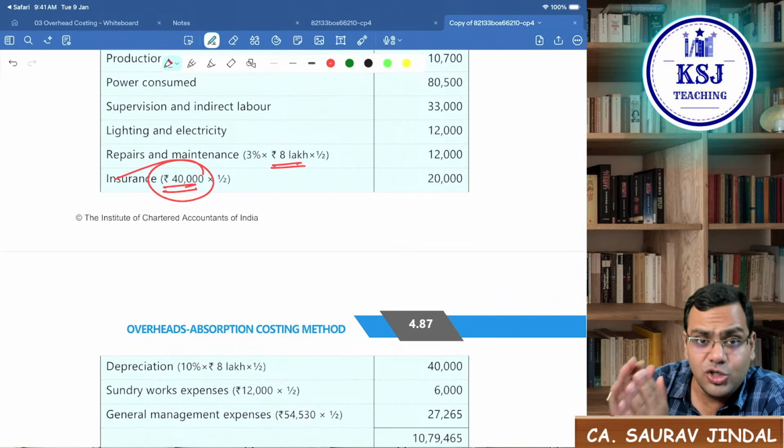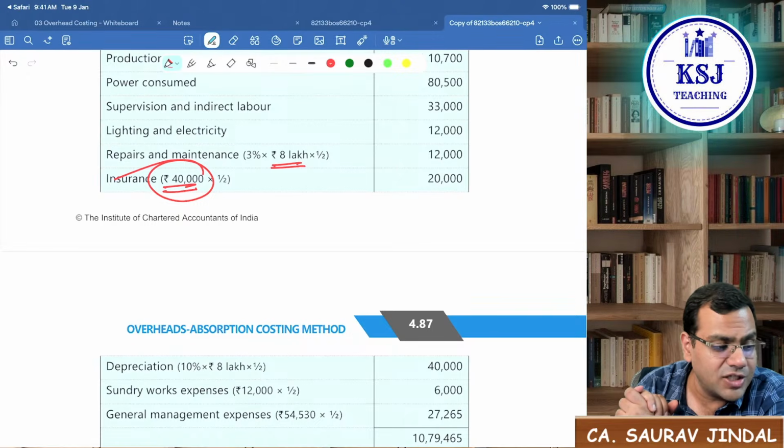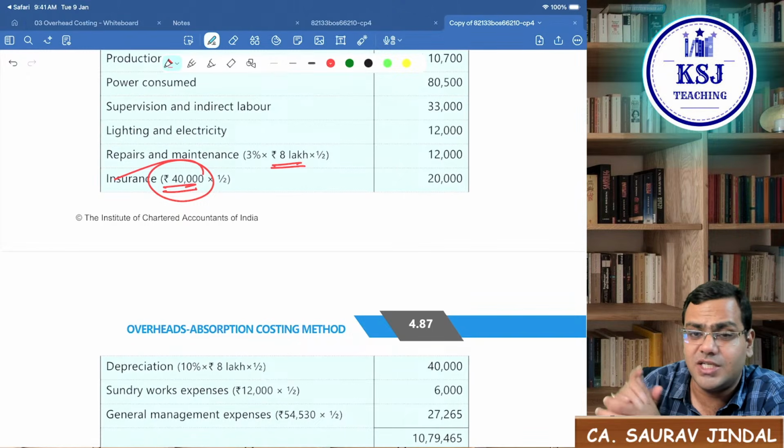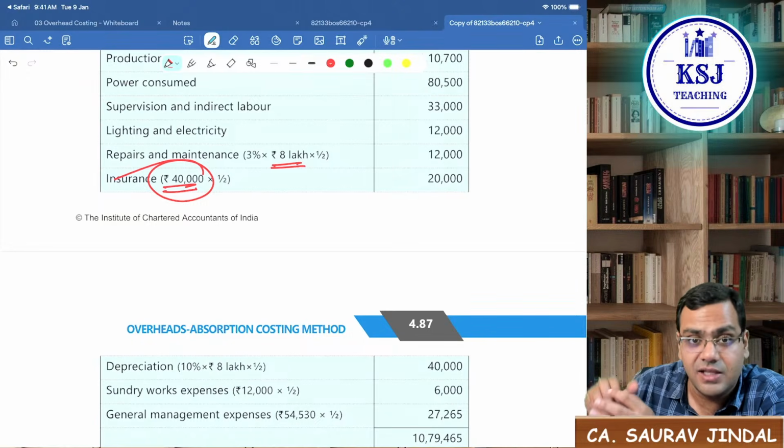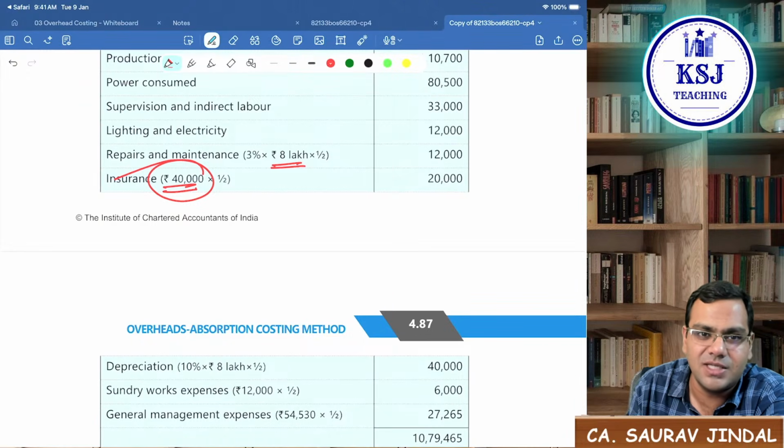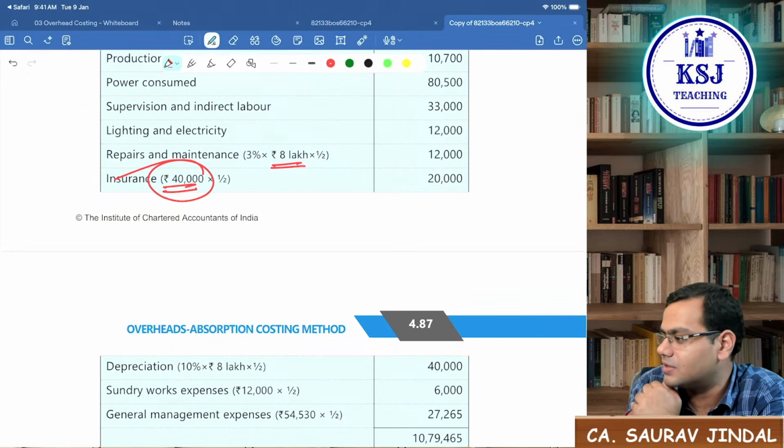Right? So the insurance cost or the repairs cost, will it be incurred only on those machines which are running, or all the machines? Insurance you will pay. Will you tell the insurance company, 2 machines are not working, why are you charging the insurance cost? Why are you charging the premium?